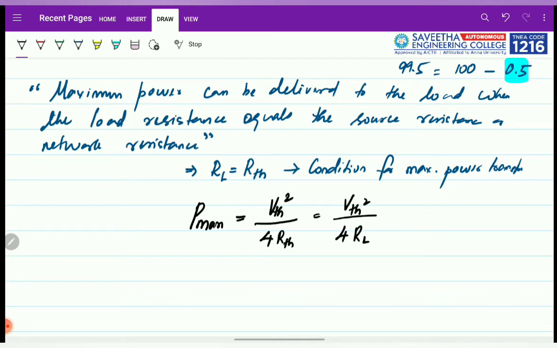So in the maximum power transfer theorem, a simple circuit will be given. They would ask you to find the load resistance. That is, the load resistance will not be given in the question. That load resistance is found using the Thevenin equivalent circuit, the same procedure as we saw in the Thevenin theorem. We will find RTH.